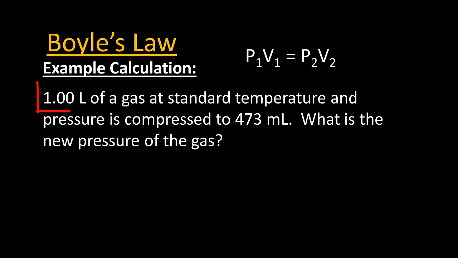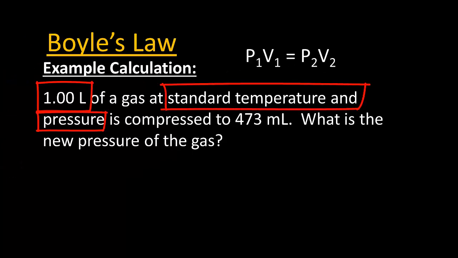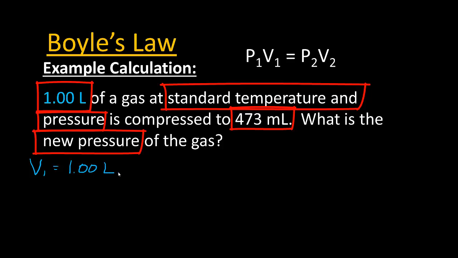We have 1 liter of a gas at standard temperature and pressure that is compressed to 473 milliliters. What is the new pressure of the gas? Our V1, or volume 1, is 1 liter. Standard temperature and pressure: standard temperature is 0 degrees C and standard pressure is 1 atmosphere.